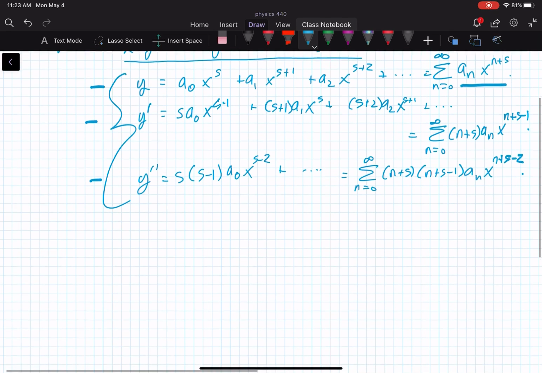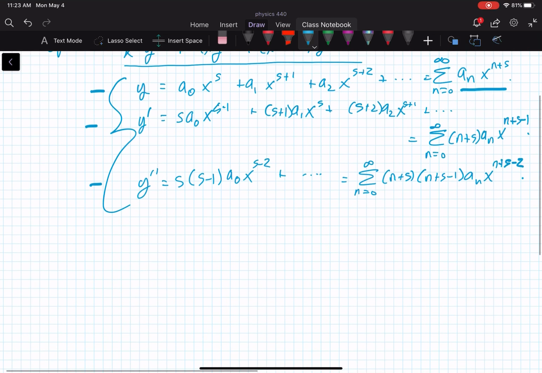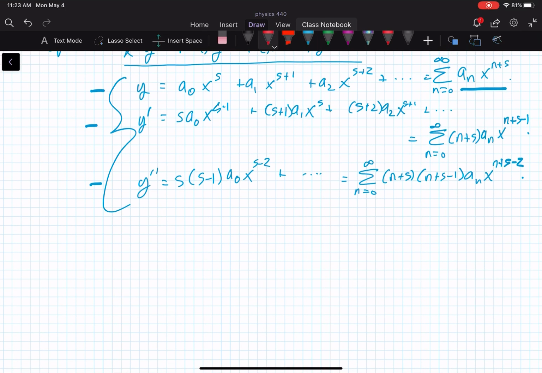Okay, so now I think what might be useful is doing the kind of table that I had before in the other problem, except now we're going to use this to try and find the indicial equation. So I'm going to write down here the different terms, and then powers of x will be going across that way.